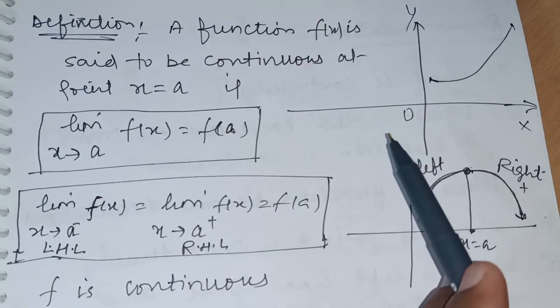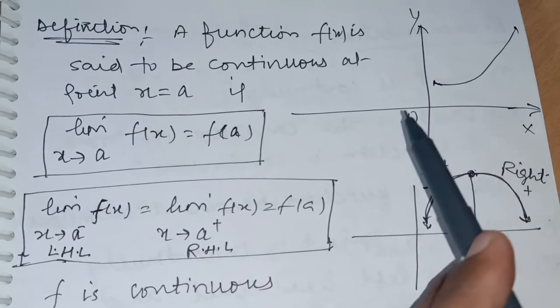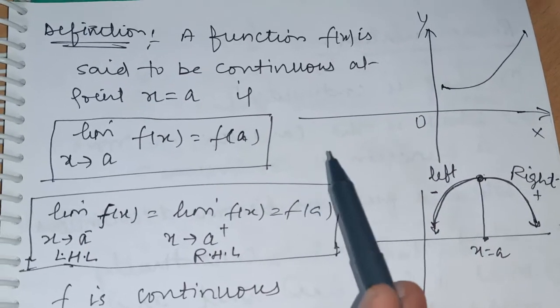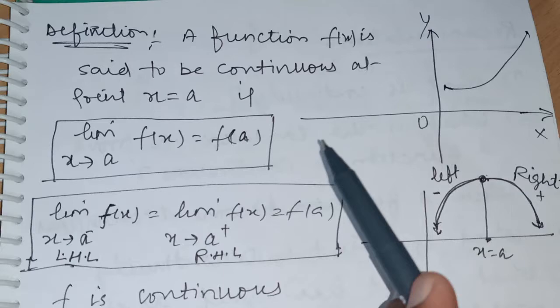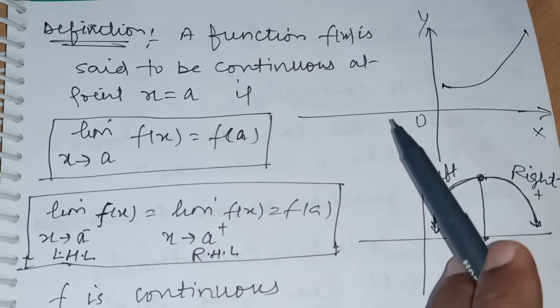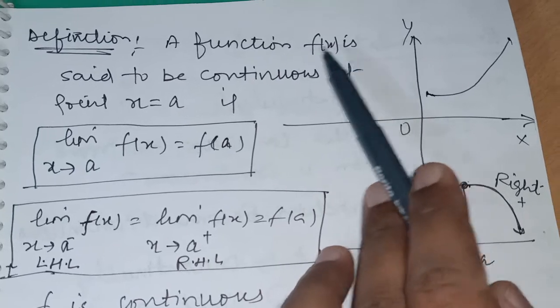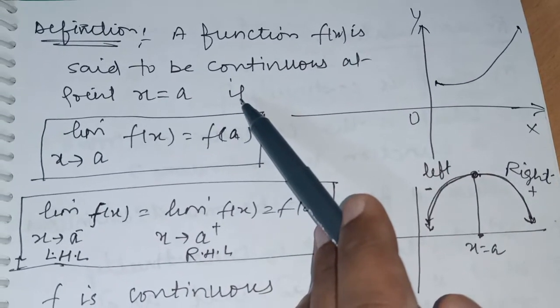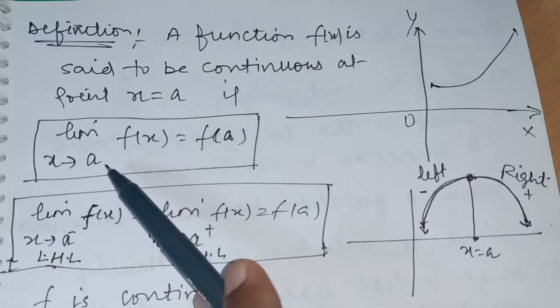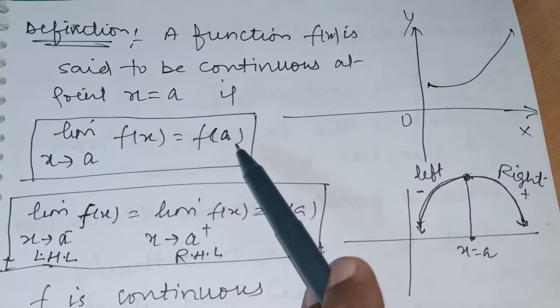Okay, now the definition of a continuous function. What is continuity? According to English, continuous means in an unbroken motion path. A function is said to be continuous at any point x equal to a, if limit x tends to a, f(x) is equal to f(a).